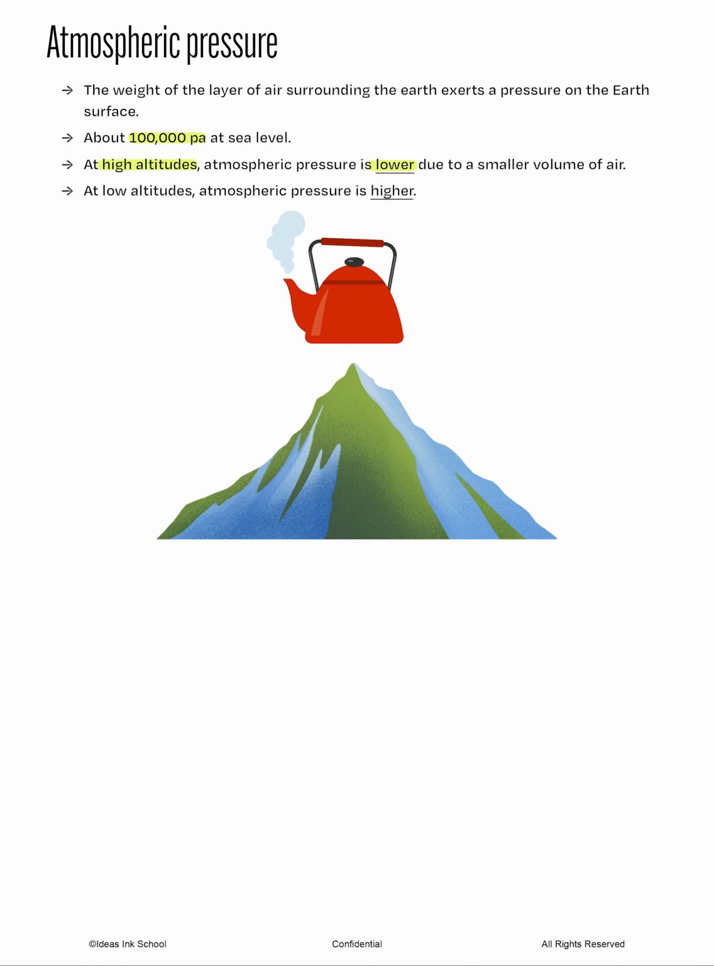We experience about 100,000 pascals of atmospheric pressure at sea level. However, this pressure decreases with altitude. Here is an interesting fact. It is actually easier to boil water on Mount Everest than at sea level. At this high altitude, the boiling point of water decreases due to the low atmospheric pressure. This is because it takes less energy for the water molecules to break free from each other and escape the liquid surface into the air as gaseous molecules.